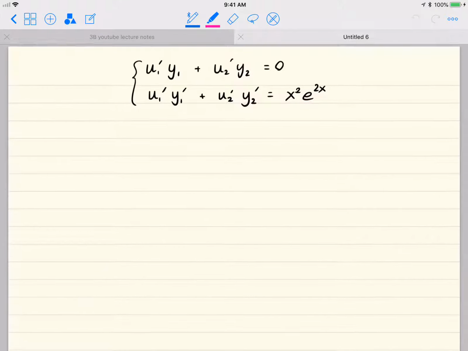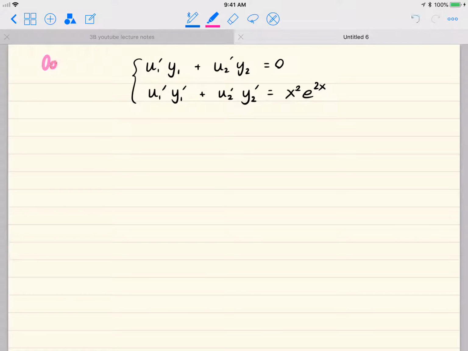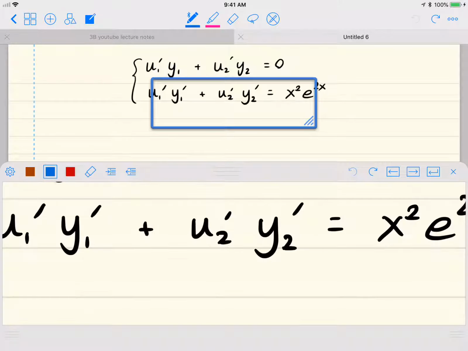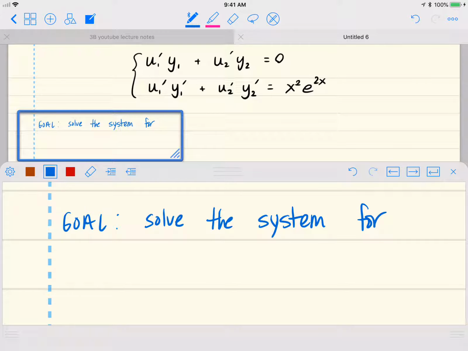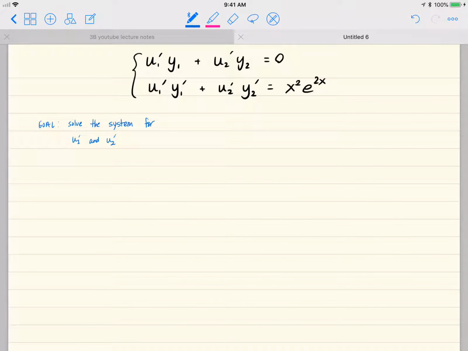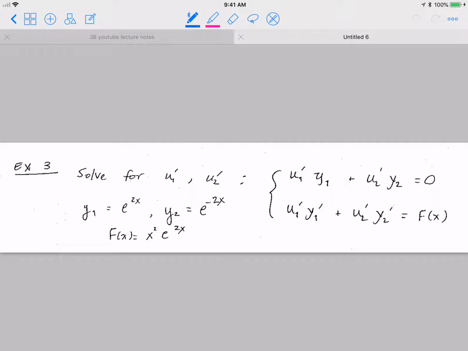So we want to solve this system here. Our goal is to solve the system for u1 prime and u2 prime. And the assumption here, I forgot to put it here, is that y1 is equal to e to the 2x and y2 is equal to e to the negative 2x.